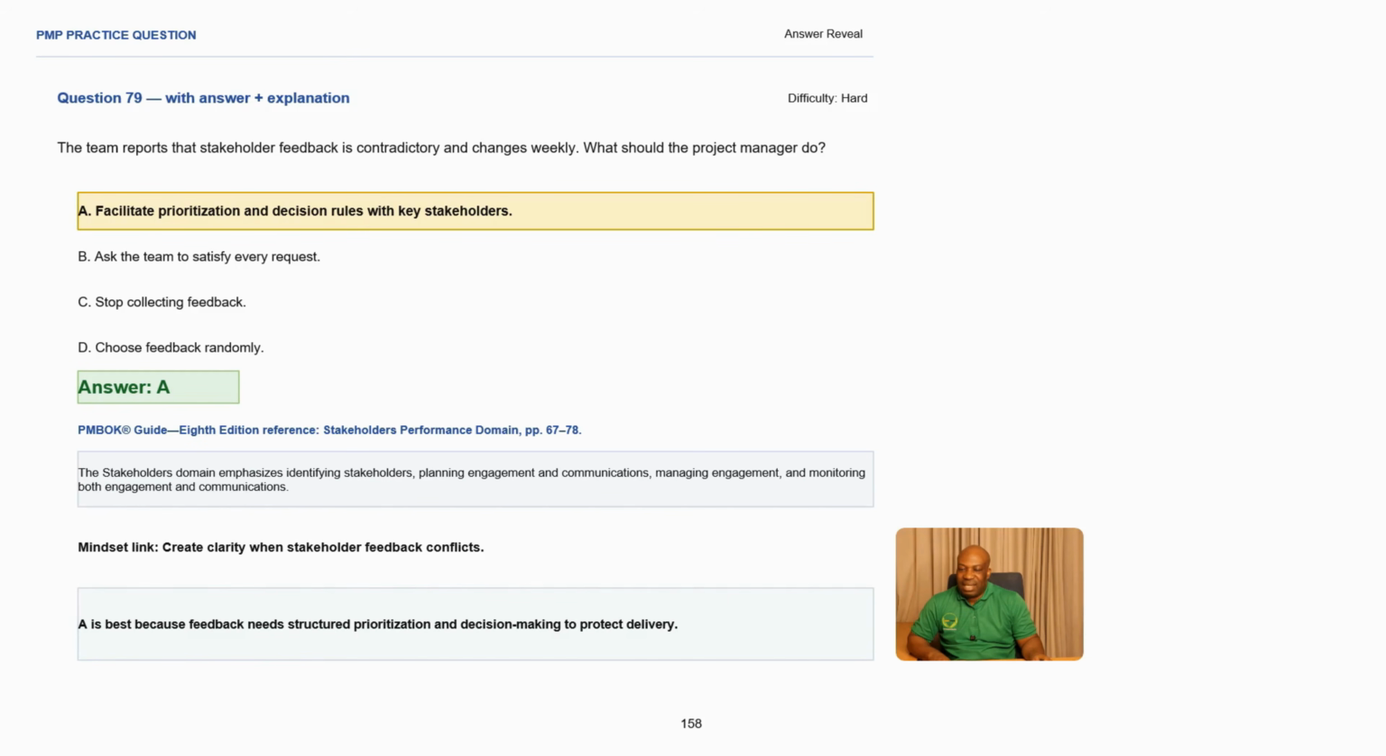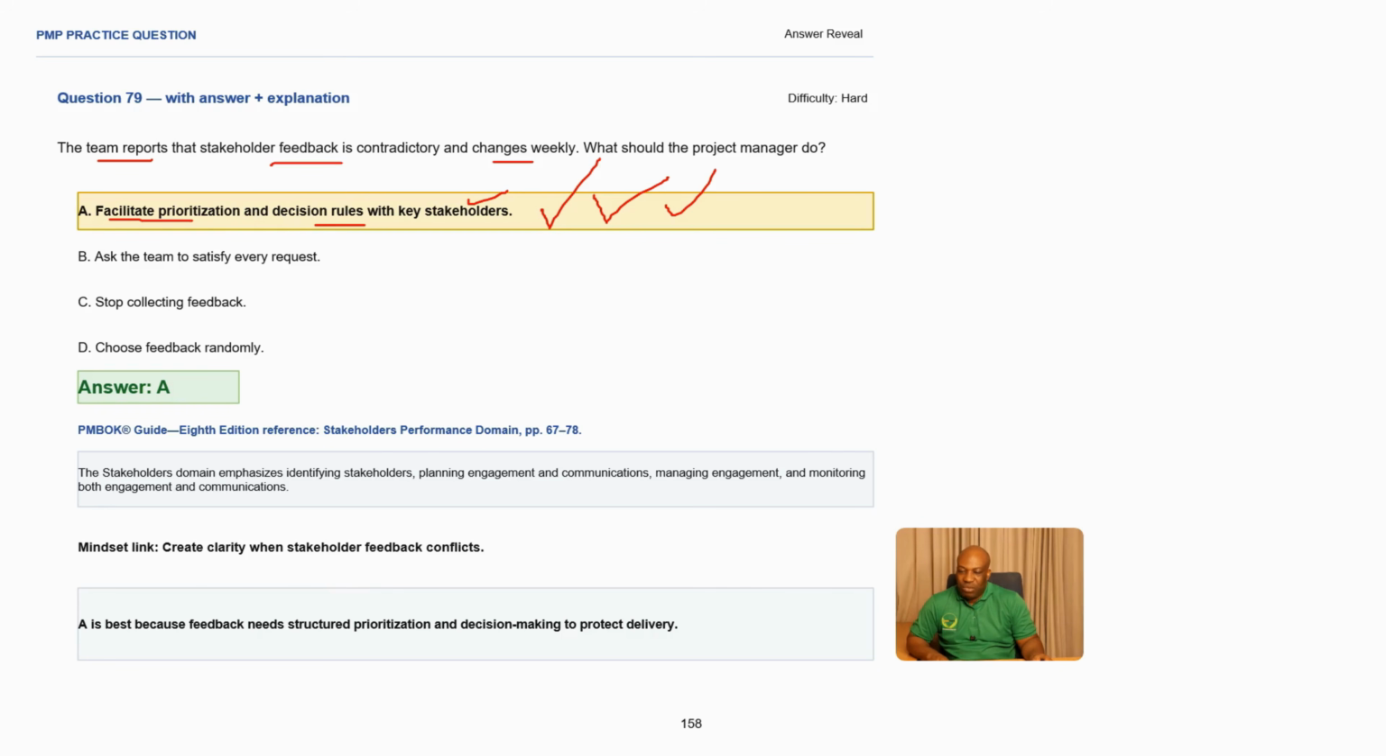So the best answer here is A. Okay. So you need to facilitate prioritization and also decision rules with key stakeholders. This is very important because our problem here is the team is reporting that stakeholder feedback is contradictory and is changing every week. So you need to facilitate that prioritization and also decision rules on these ones.